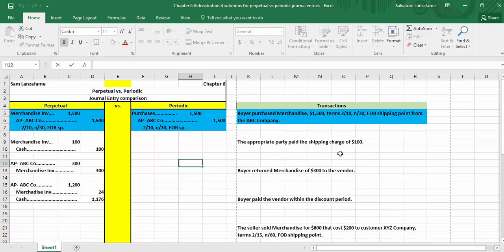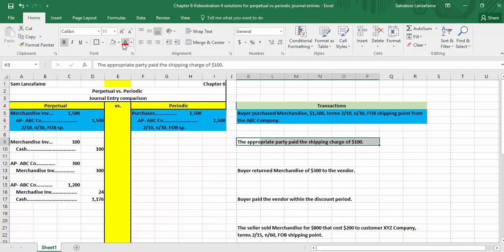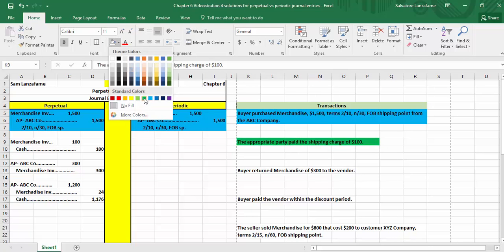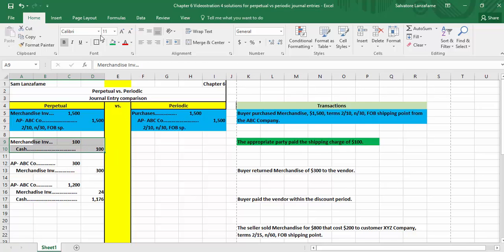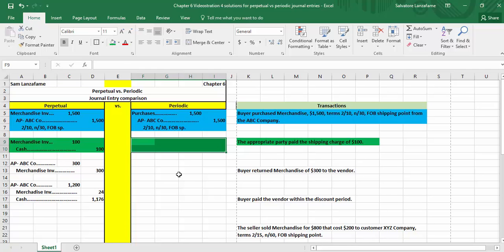Then it says the appropriate party paid the shipping charge of $100. Let's make this green. Well, under this transaction, we again want to be very, very explicit. You'll be able to tell looking at periodic exactly what happened. Whereas under Perpetual, you'll notice that merchandise inventory was debited twice, in the blue transaction and in the green transaction. So if you look at the green transaction under Perpetual, if someone said, did you buy stuff or are you paying shipping? You can't tell without an explanation. Whereas under periodic, it's very explicit.